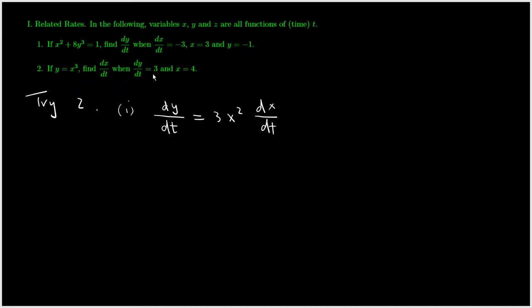Anyway, that is the first step. After we do the word problems, everything will be clear. You are going to see the meanings of the rate of change way better. Now the second step, we plug in the numbers. Wherever you see dy over dt, the rate of change of y, you replace it with 3. And wherever you see x, you replace x with 4. The left hand side you have 3. And the right hand side you have 3 times x squared. You have 3 times 4 squared.